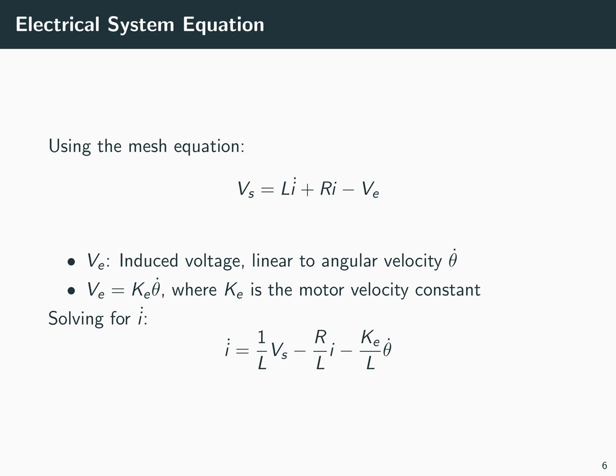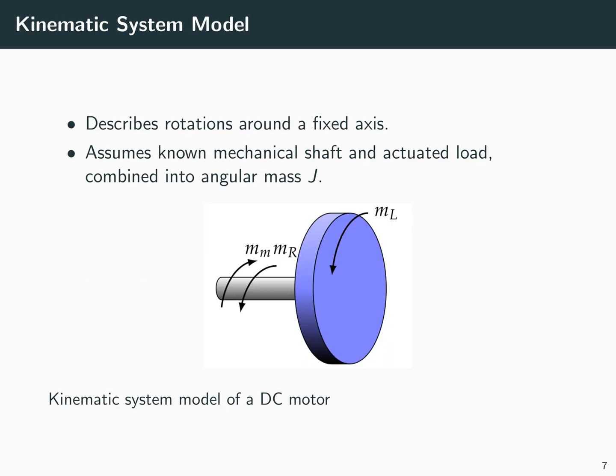By rearranging the equation to solve for the derivative of the current, we obtain a first-order differential equation that will later be incorporated into our state-space model. Moving on to the kinematic system model. The mechanical behavior of the DC motor is described by the physics of rotations around a fixed axis. We assume that the mechanical shaft and the actuated load are combined into a single angular mass, denoted by J. This simplification allows us to model the system more effectively.